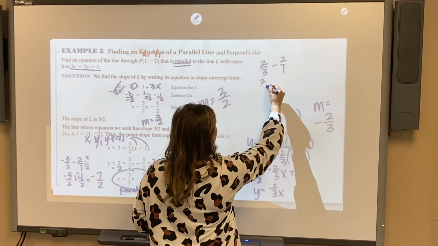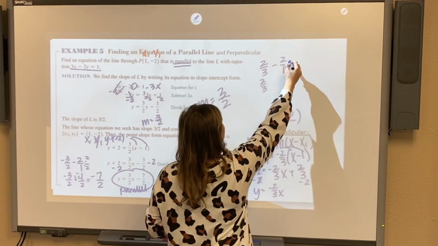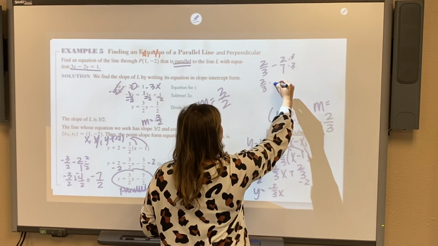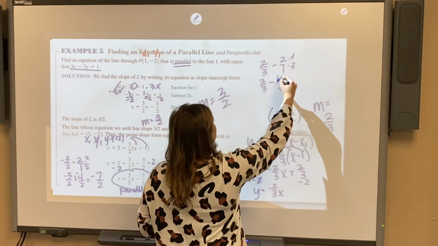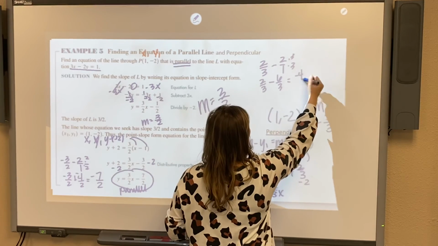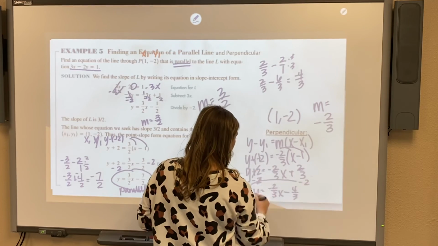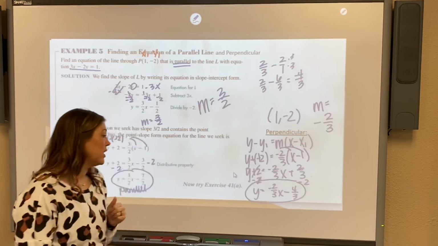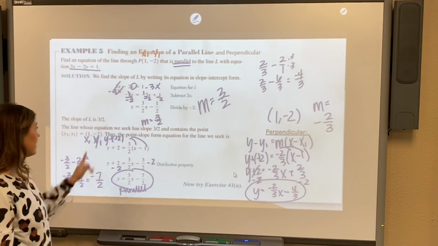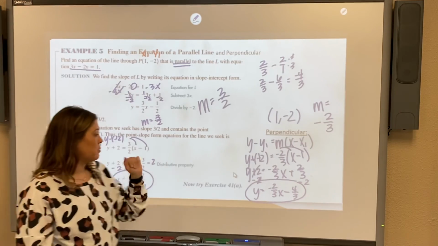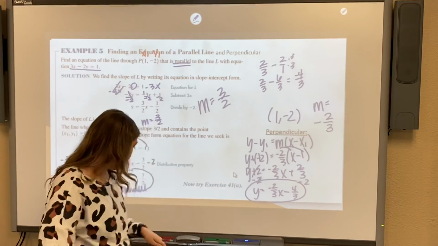So that would be 2/3. 2 can be 6/3, multiplying the top and the bottom by 3. So that would be 2/3 minus 6/3. 2 minus 6 is -4/3. So -4/3. And that would be your equation. So this one is parallel because they have the same slopes. This one is perpendicular because they have opposite reciprocals.